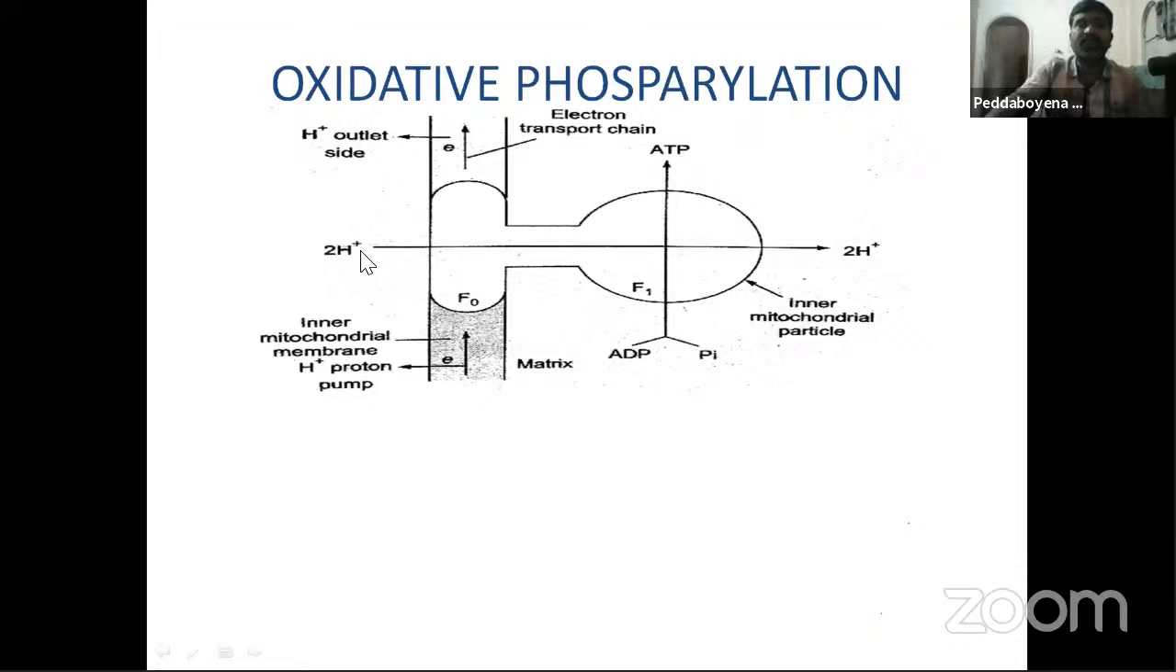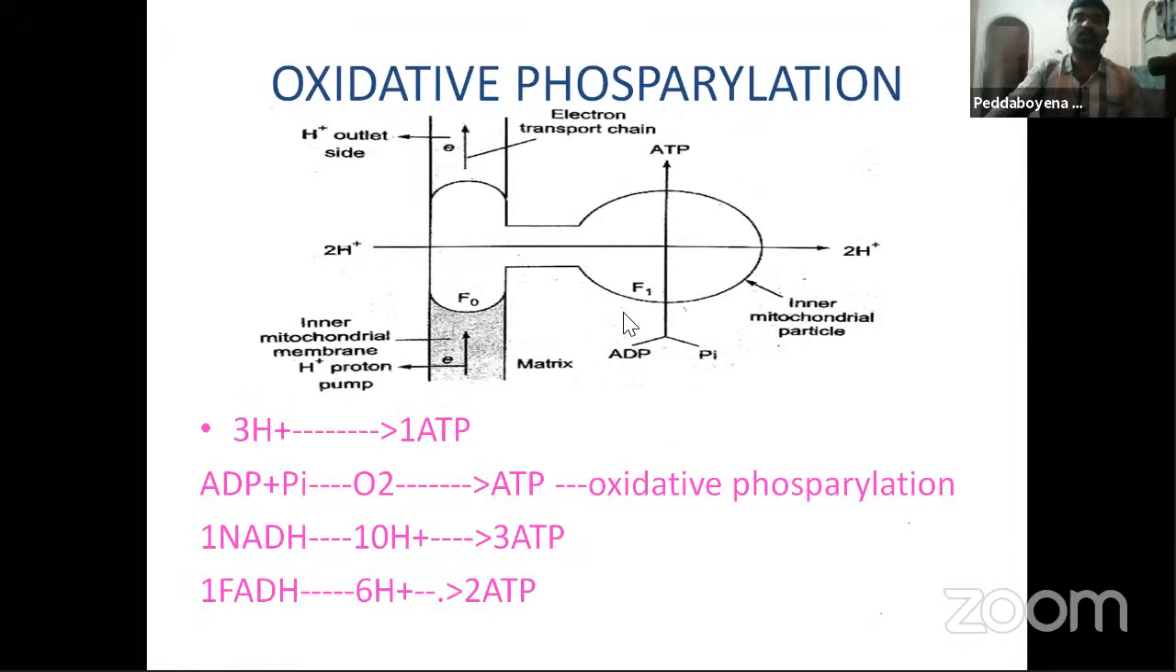For example, 3 protons form 1 ATP. For example, 6 protons form 2 ATP. For example, 10 protons released completely form three ATPs. So one NADH is equal to this. Write that 3 protons give 1 ATP, and ADP, adenosine diphosphate, combined with the inorganic phosphate in the presence of oxygen forms ATP. This process is called oxidative phosphorylation.